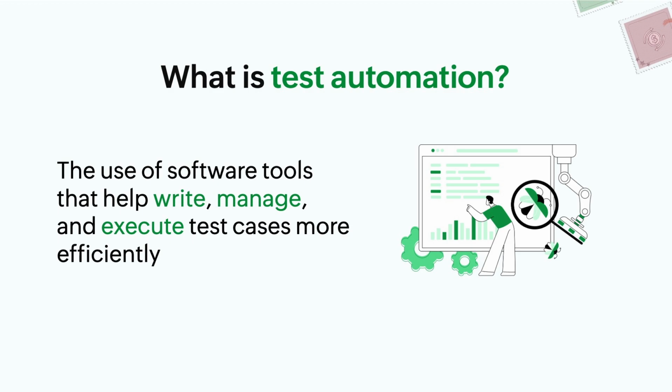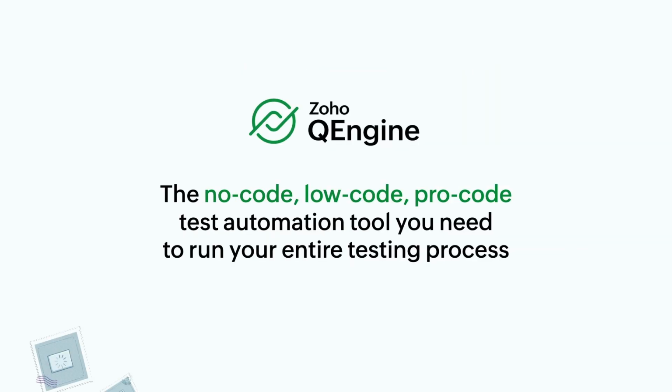So, test automation is the use of software tools that can help you write, manage, and execute test cases efficiently. And that is why we have Zoho Q Engine with us. The no code, low code, pro code test automation tool you need to run your entire testing process. So, what is no code, low code, pro code test automation tool?